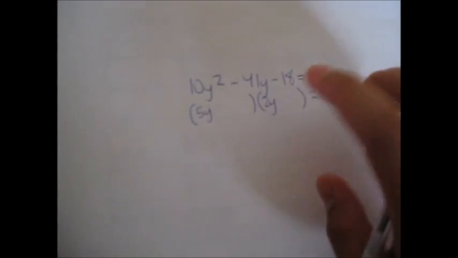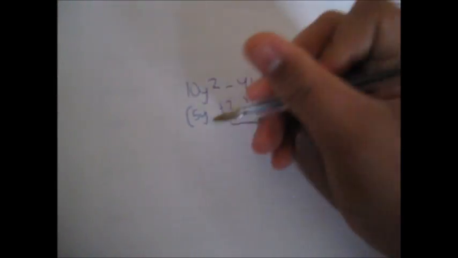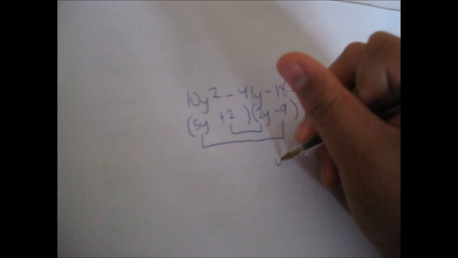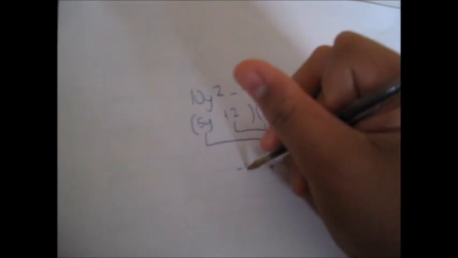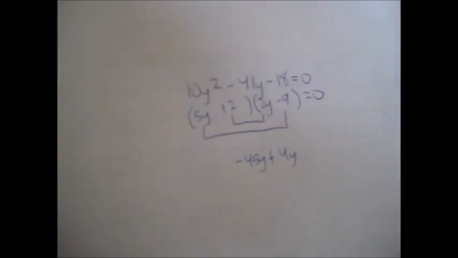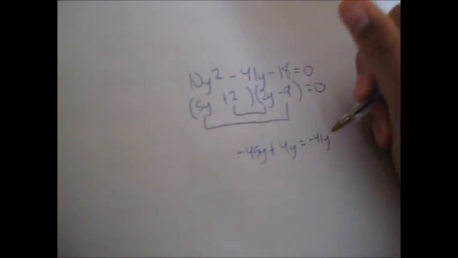Next, you want to find factors of -18. I have +2 and -9. There's a lot of factors of -18, but I summed it up for you guys so you guys can learn this. So now you want to multiply the last and the first and the two middles. So 5y times -9 equals -45y, and 2 times 2y equals 4y. You want to add those two terms together, which equals -41y, which is the middle term of the trinomial.